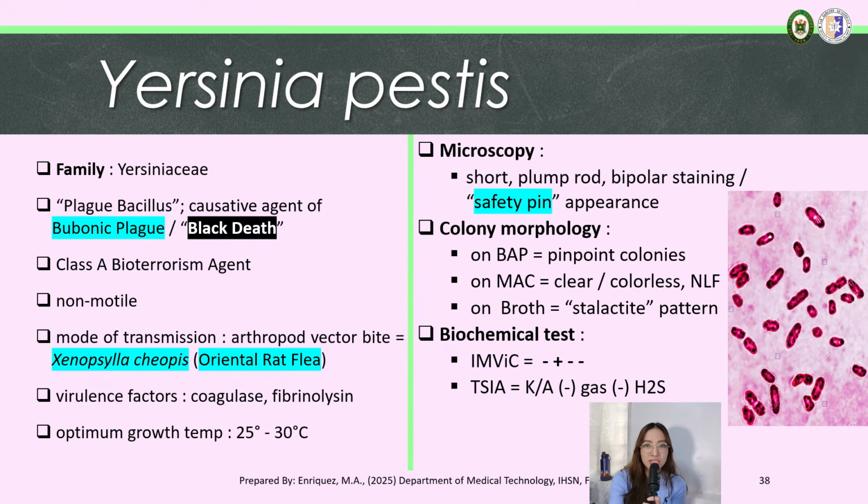Here is its list of different culture media as well as its biochemical test reactions. So on BAP, they produce pinpoint colonies. On MAC, they are clear non-lactose fermenting. And if you use a broth culture, Yersinia pestis is capable of producing a stalactite pattern. On IMVIC, its IMVIC result is negative, positive, negative, negative. So, methyl red test lang po ang kayang i-positive ng Yersinia pestis. On TSI, it is K over A, so alkaline over acid, and it's negative for both gas and hydrogen sulfide production.